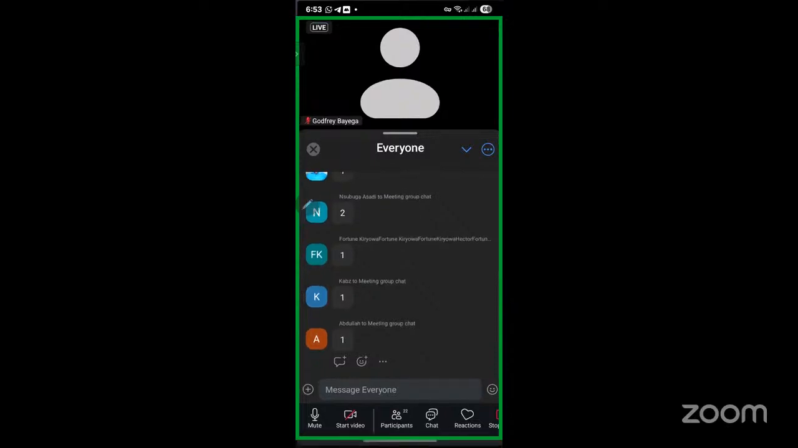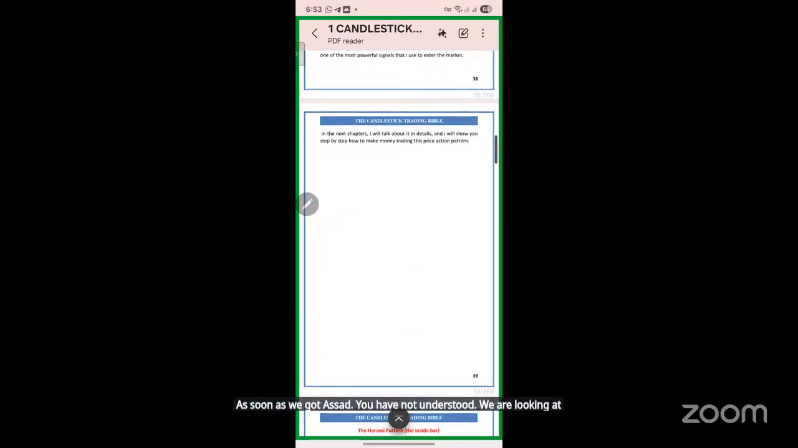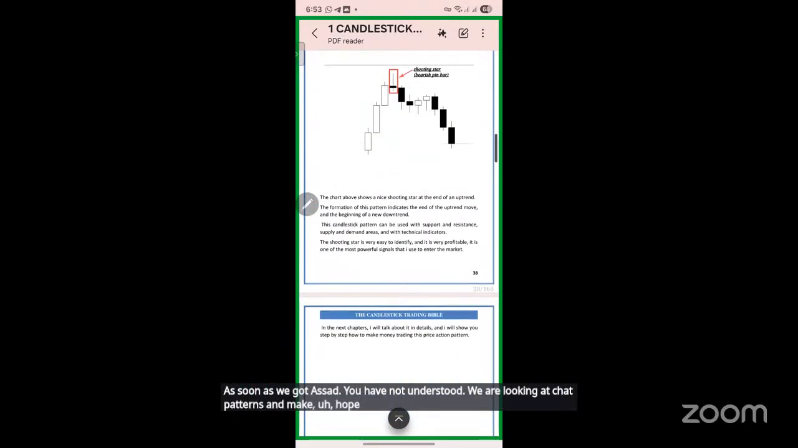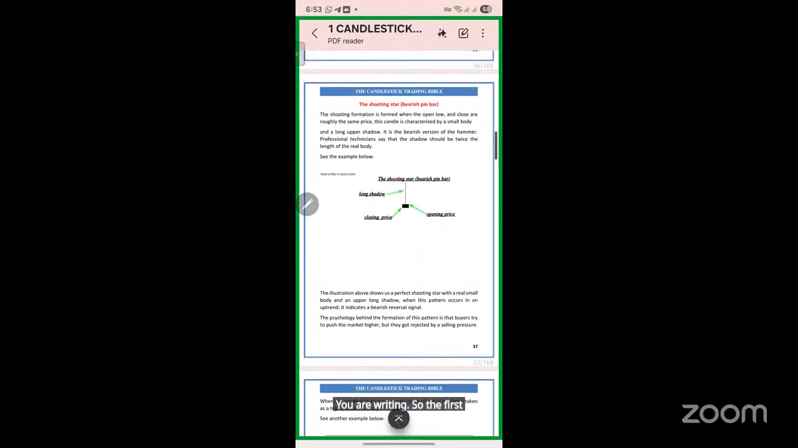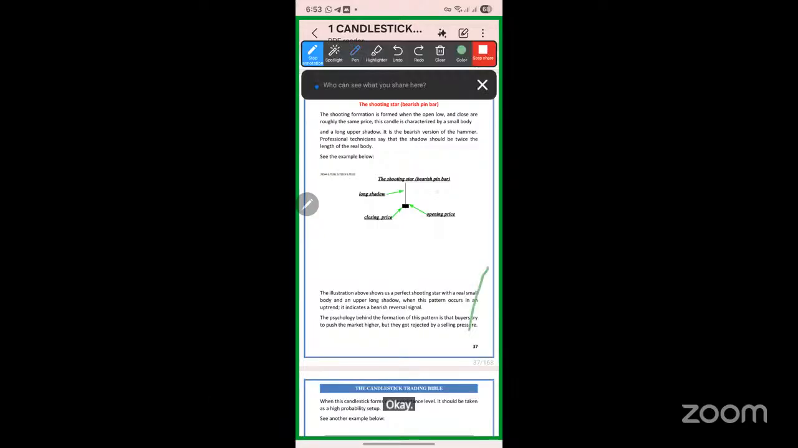Mr. Subuga says you have not understood. We are looking at chart patterns, and I hope you are writing. The other time we looked at the hammer, and right now we have looked at the shooting star.